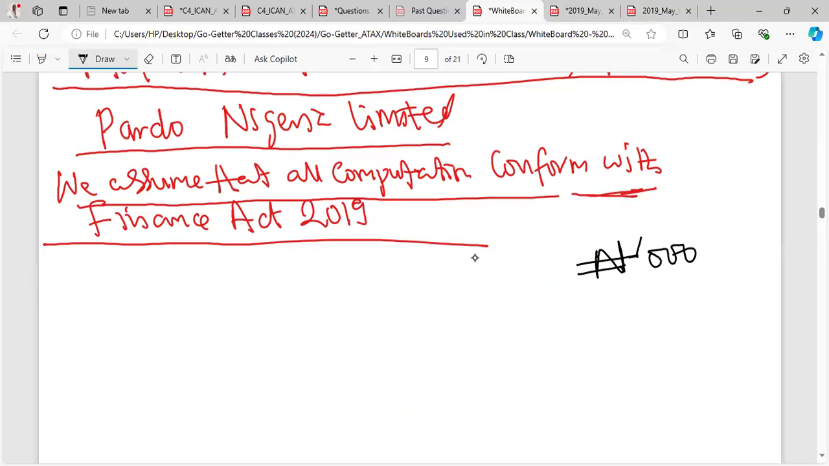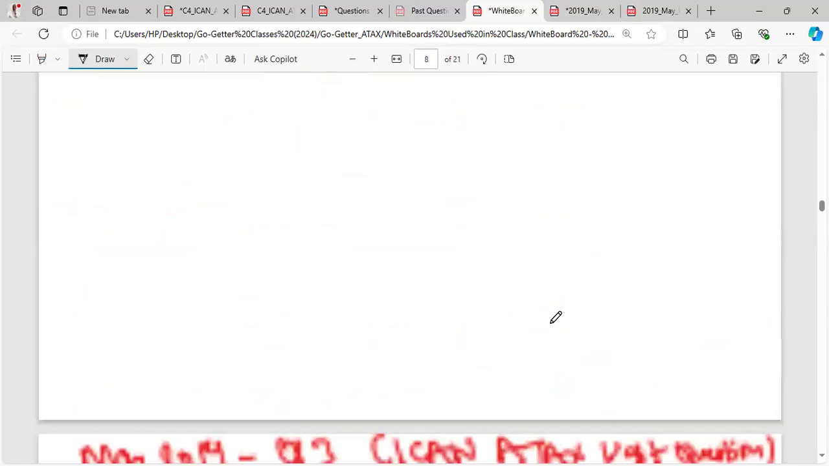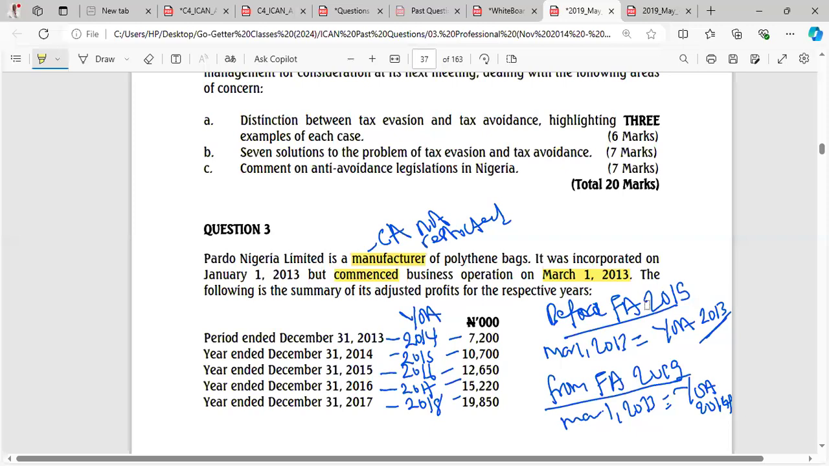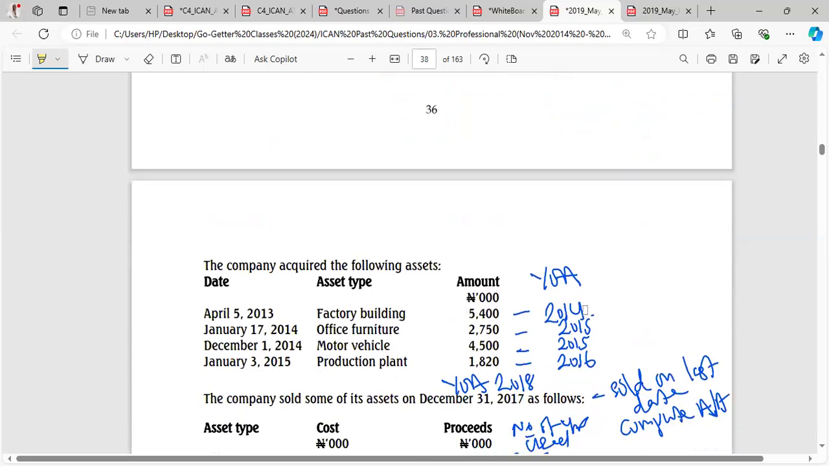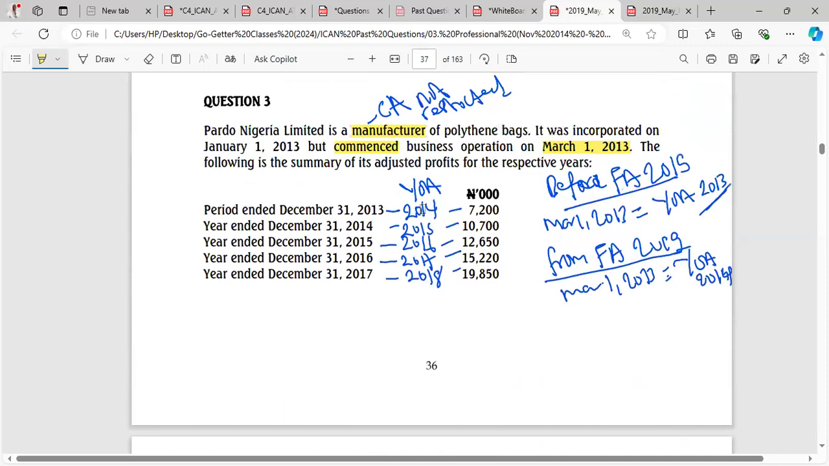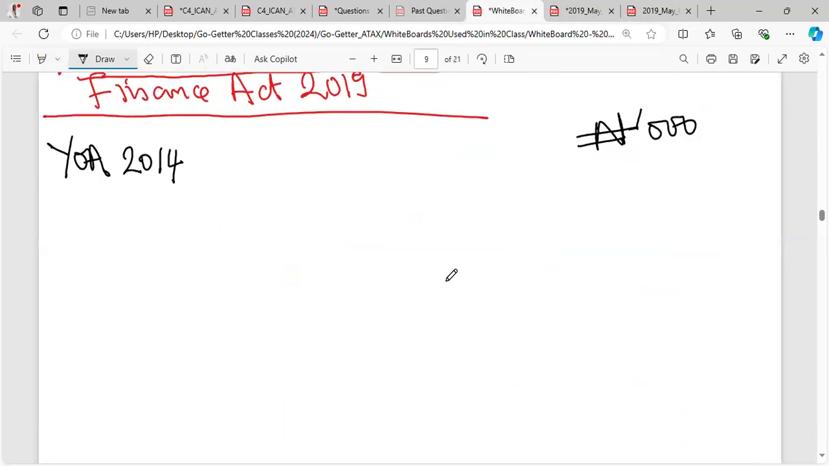So this is going to be year of assessment 2014. 2014, that is when the company started, and we're going to do up till 2018. 2014 to 2018. So what we'll do now, this is year of assessment 2014.